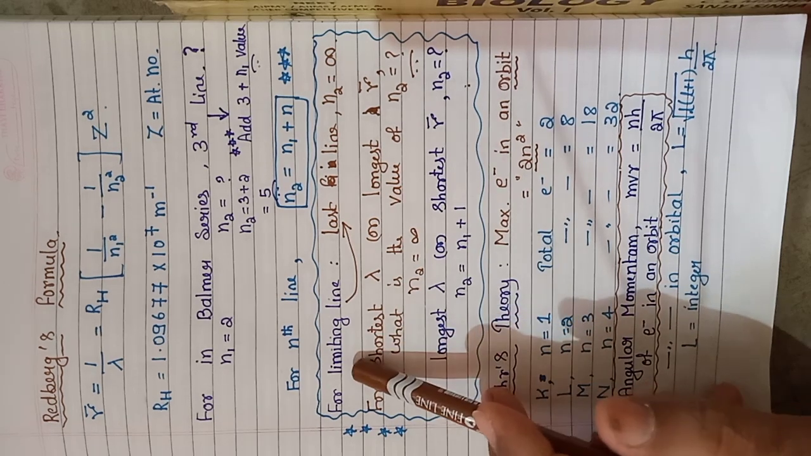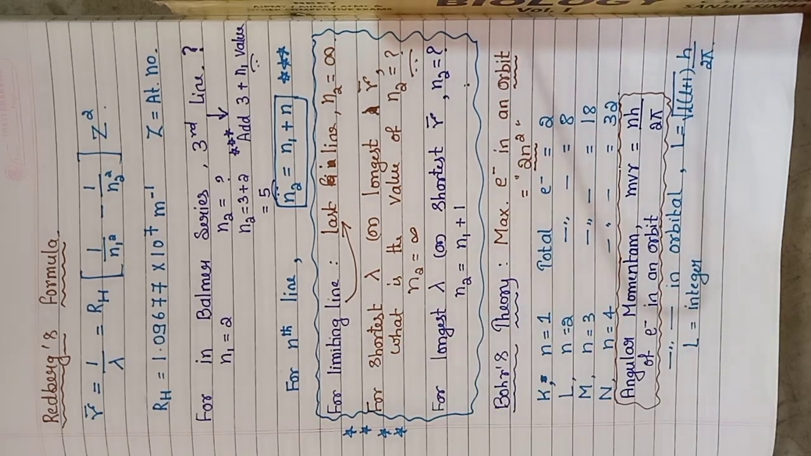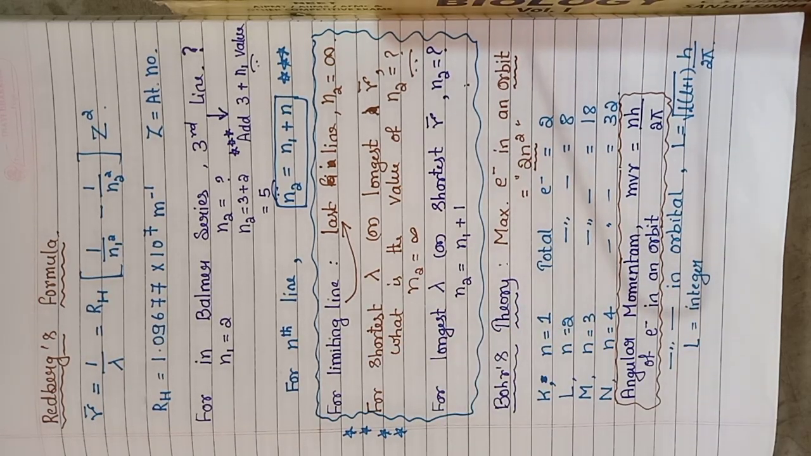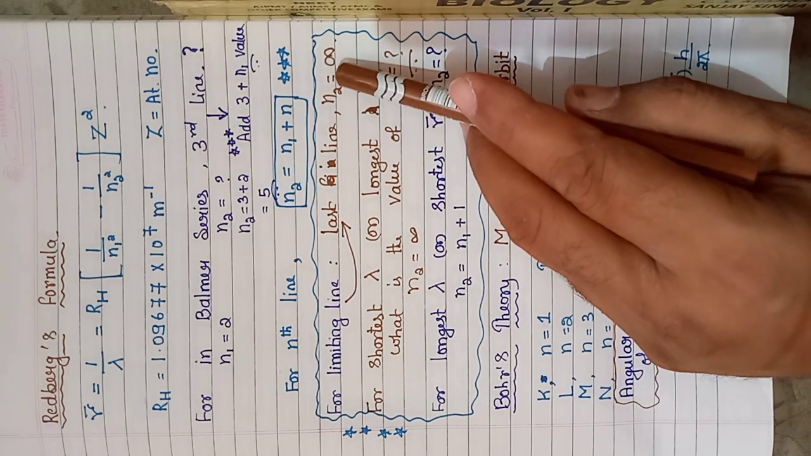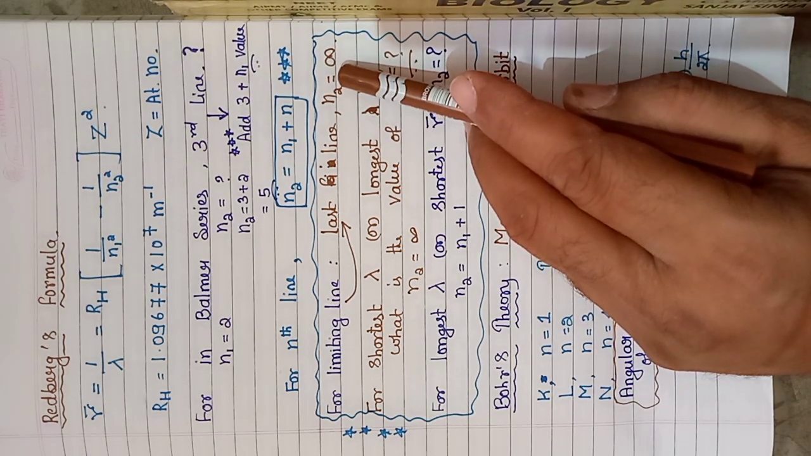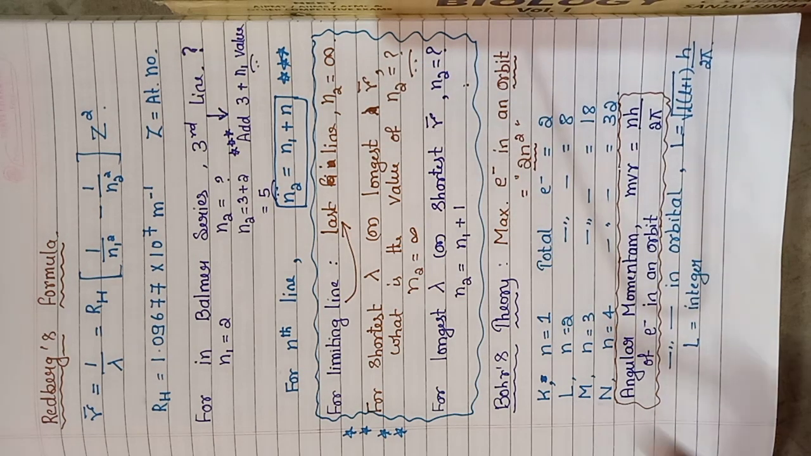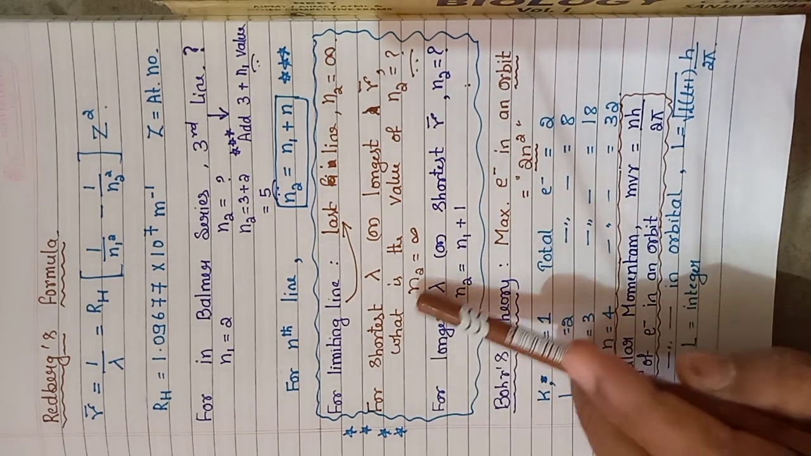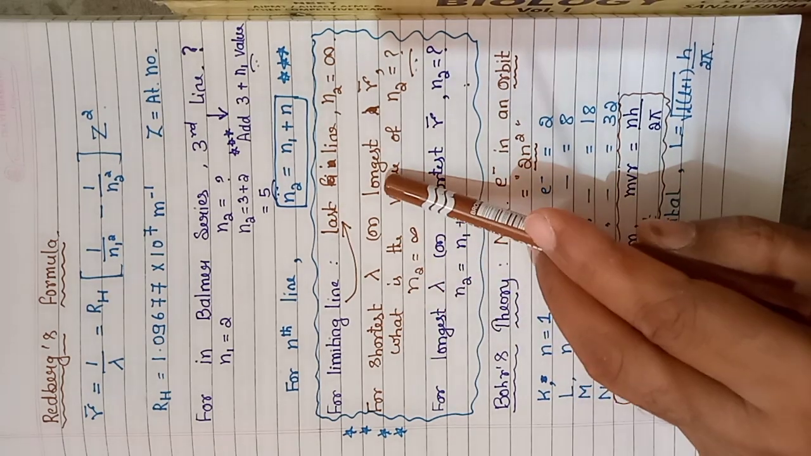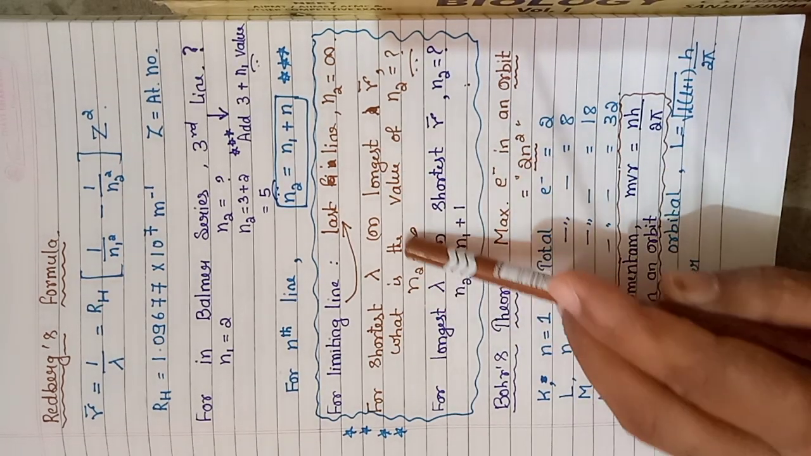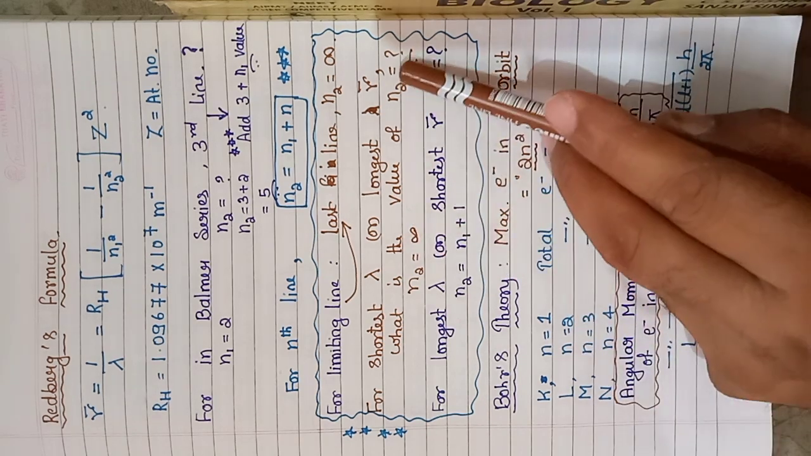If it is for limiting line, limiting line means what? The last or finest line, where n2 we can consider as infinity. If it is the last line, then n2 will be considered as infinity. In the exam, they may ask about the shortest wavelength, what is the n2 value, or for the longest wave number, what is the n2 value. Here we have written infinity, just considered as a question mark.